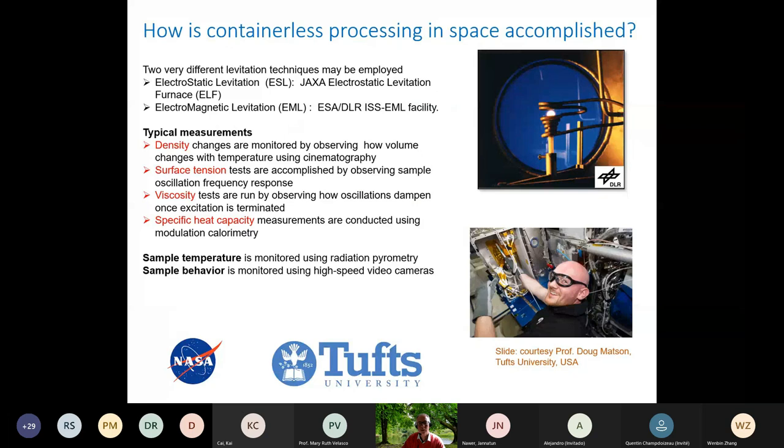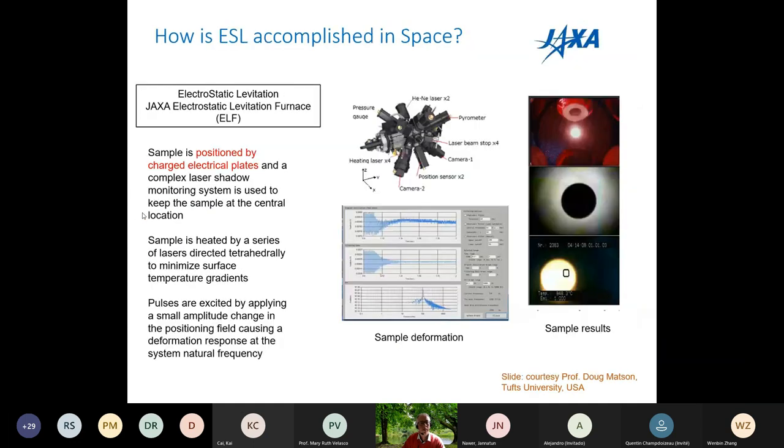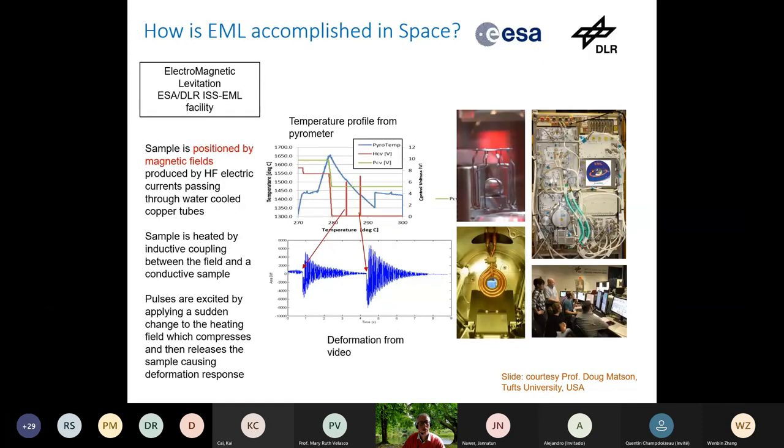How this containerless processing in space is accomplished is either via electrostatic or electromagnetic levitation. Typical measurements include density, surface tension, viscosity, and specific heat. On board the electrostatic levitation furnace or the electromagnetic levitation furnace.